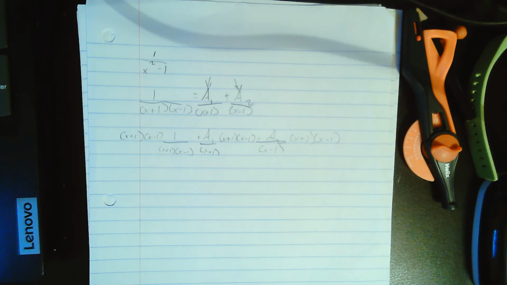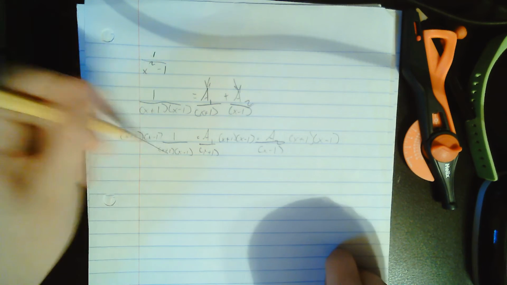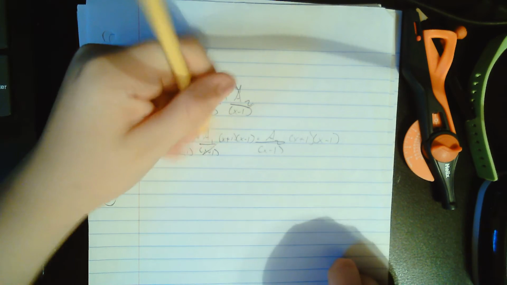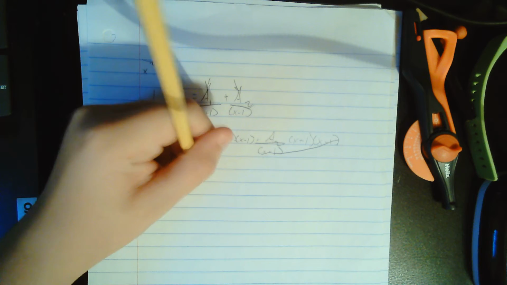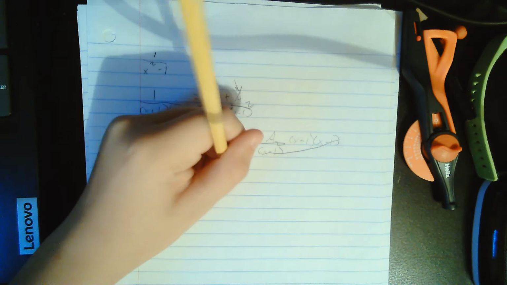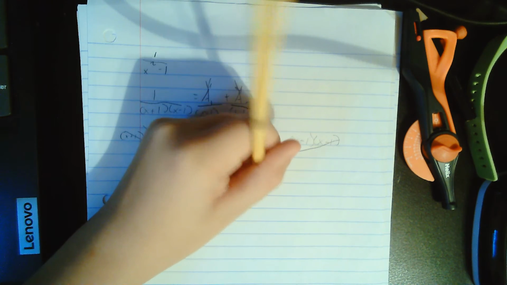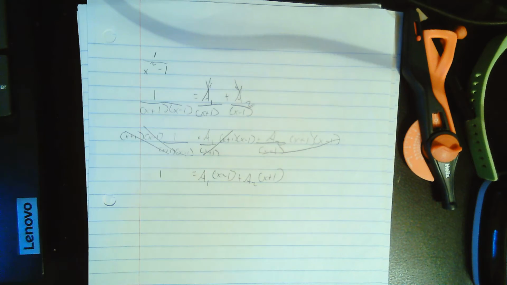And so now we can do some cancellation. So let's see if you can find it. But we're going to cancel these two, these two, these two, and these two. So that leaves us with 1 equals A1(x minus 1) plus A2(x plus 1). Okay?